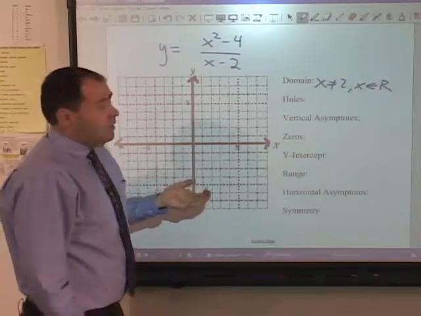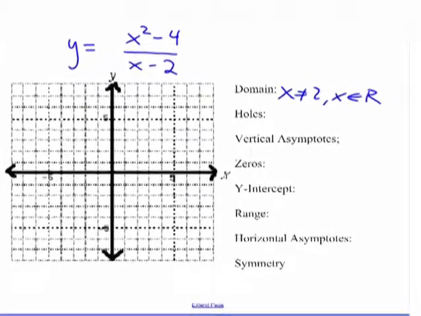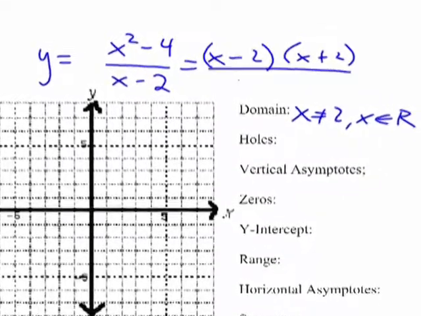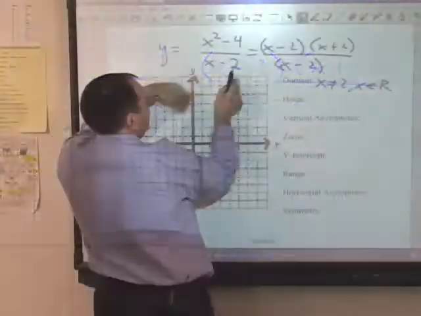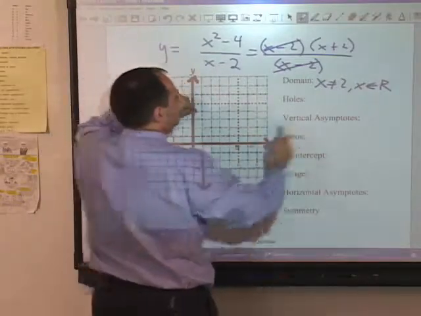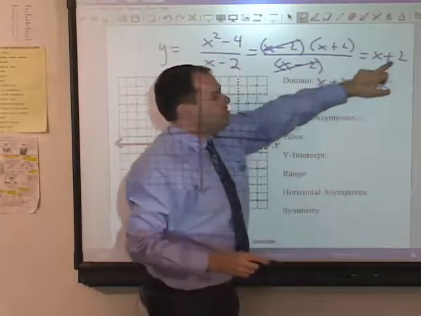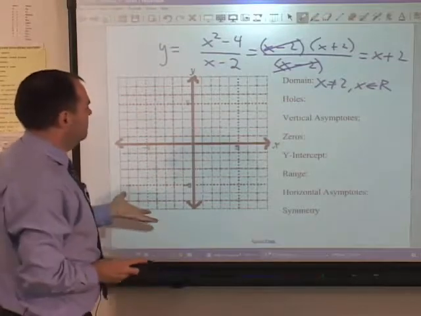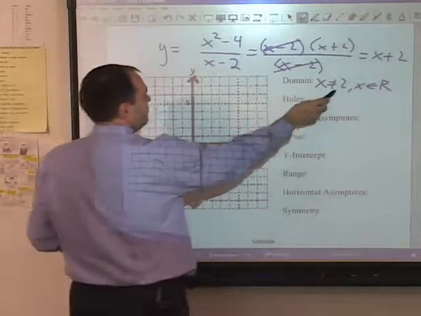How can we decide? Well, you would probably notice in this question that the top could be factored by a difference of squares. And then once I do that, my problem that was creating the fact that I couldn't put 2 in is now going to be resolved because that's going to cancel out. So my function is going to reduce to y equals x plus 2. Okay, so you say y equals x plus 2. That's a line. That's the graph of a line. It is. Okay, but we've got to remember that that's with the condition that x can't be 2.